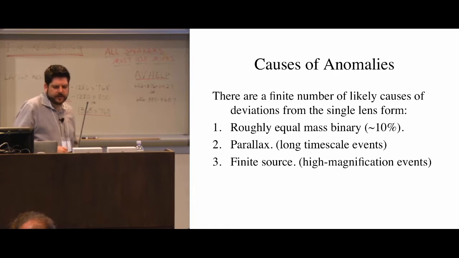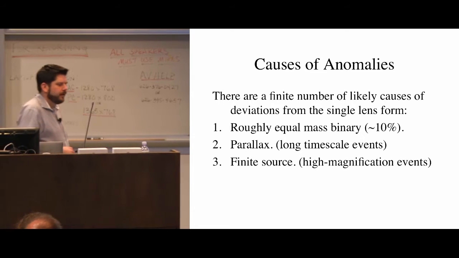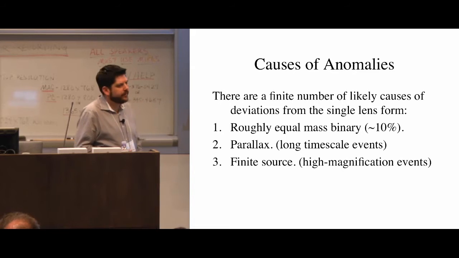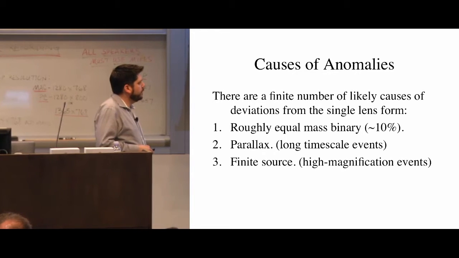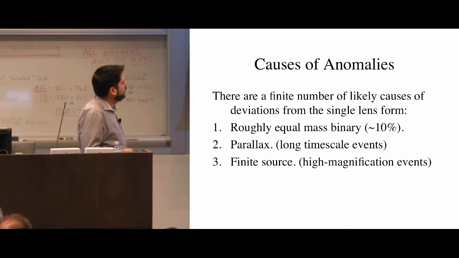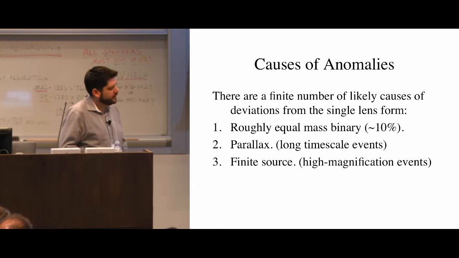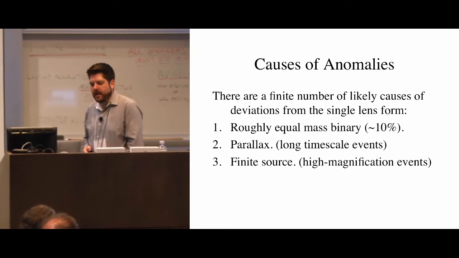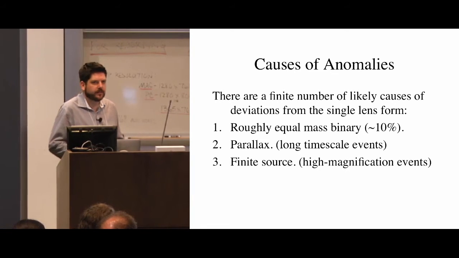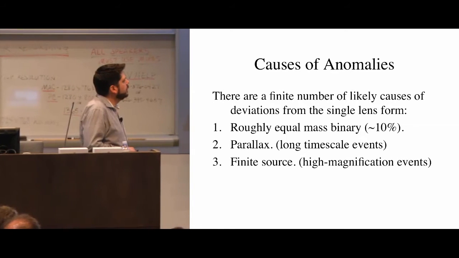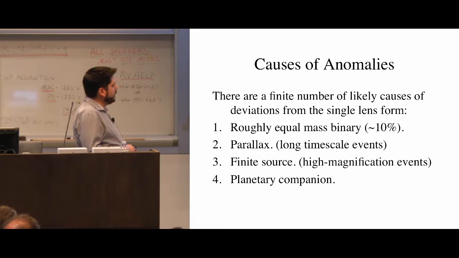There's finite source effects, so this is just when you get close enough to a region of the lens where the magnification gradient has a second derivative that you can actually resolve the source, the fact that you're magnifying different parts of the source differently due to the source being a finite size. This typically occurs for single lenses in high magnification events, but also occurs when you cross caustics or come to within a few source radii of the caustics. And then a planetary companion, which is one of the things we're most excited about.